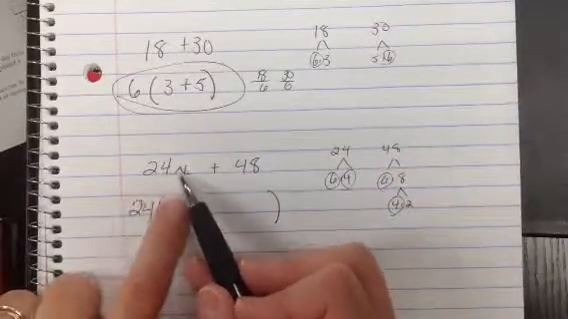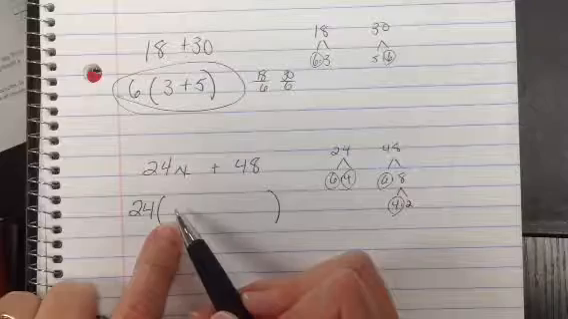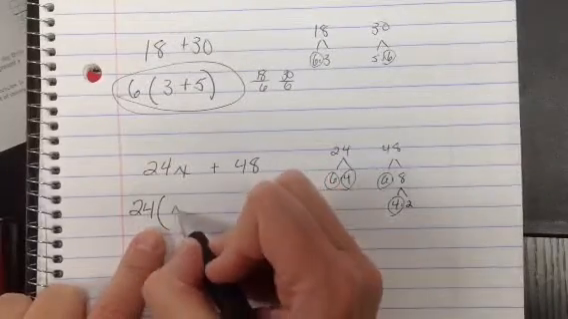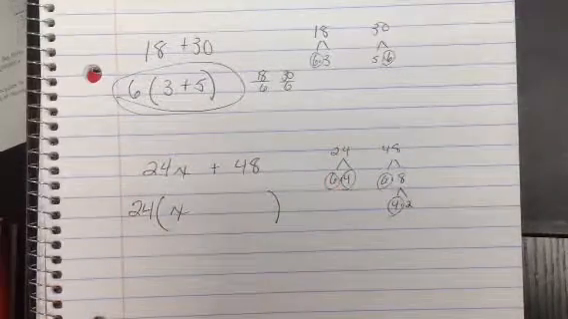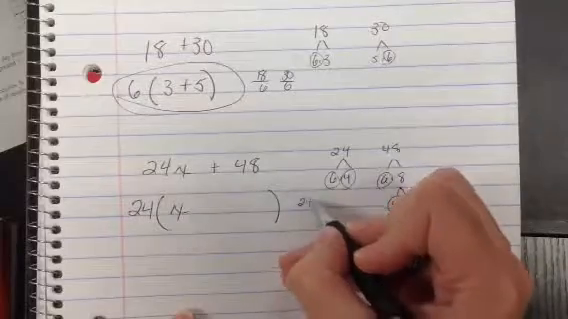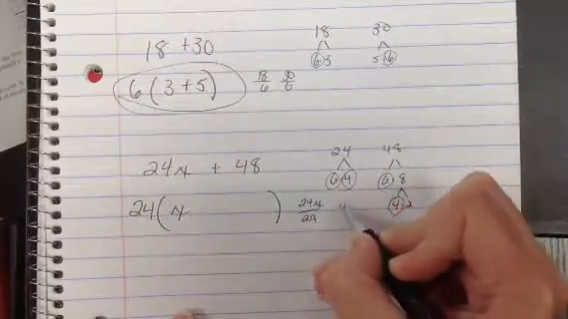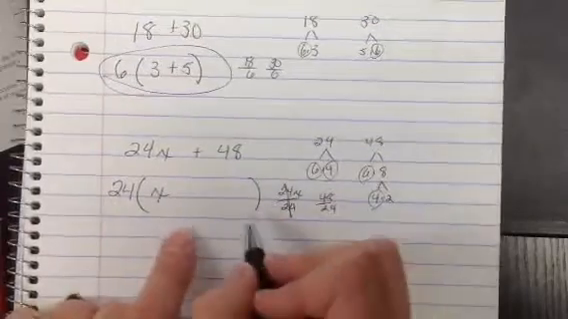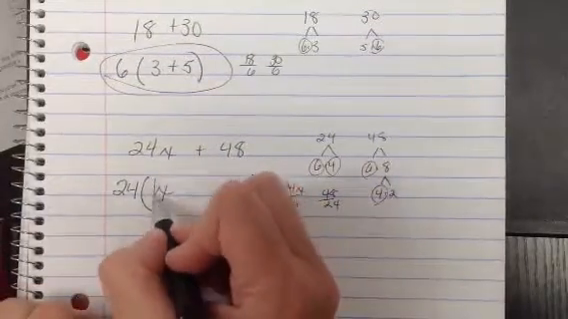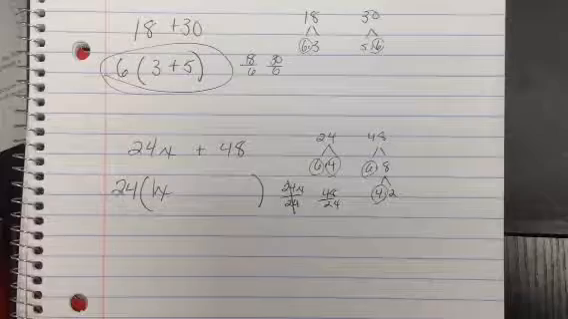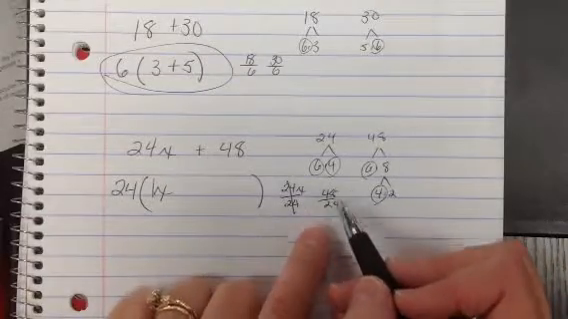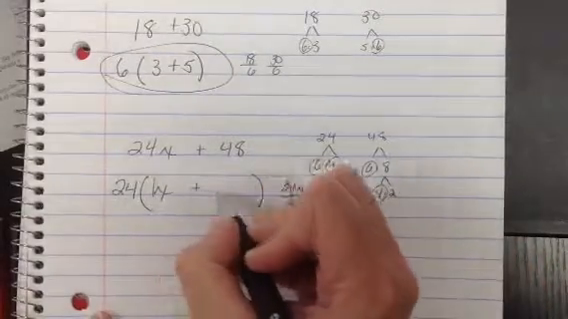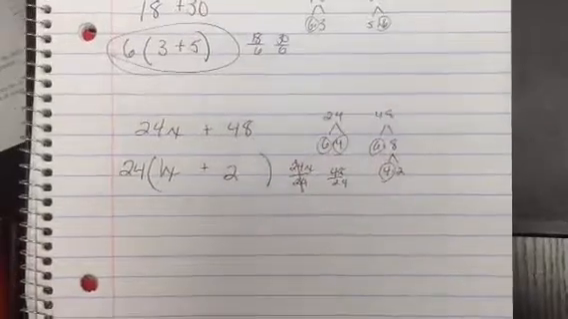Now 24 times what is 24x? Well, the good news is 24 times x is 24x. Or if you wrote it like this, 24 over 24 is 1, so I have 1x. If it makes you feel better, you could write it like that. And then I'm dividing 48 by 24, so that's plus 2.